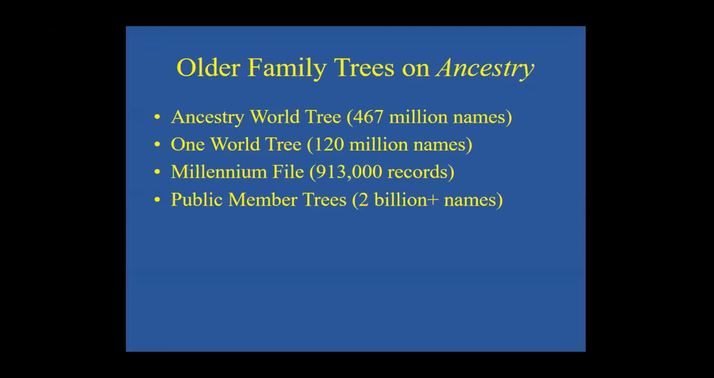Then there are public member trees that we have today that have over 2 billion names on them, probably more than that now. And I've heard that there's something like 18 million people that have tested their ancestry with DNA, even though they have not filled out a tree. So all of these things go into weaving together what we consider the public member trees.